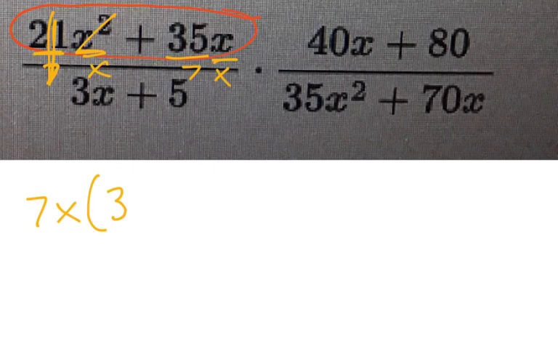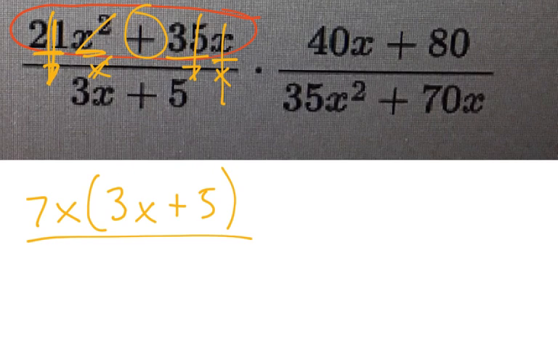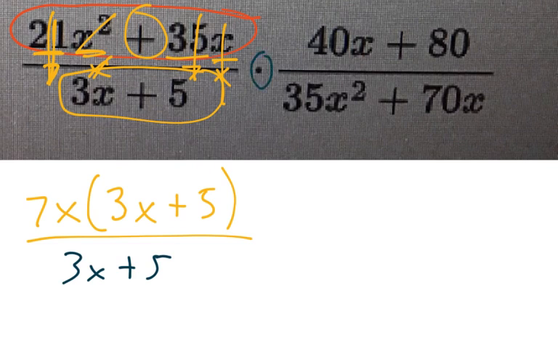X2, forgot the X there, over X is X, plus, watch your signs, 35 divided by 7 is 5, and the X's cancel out. The denominator is just simply 3X plus 5. We have a times here.